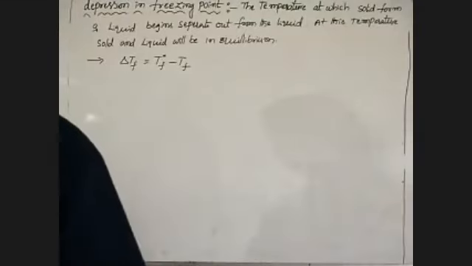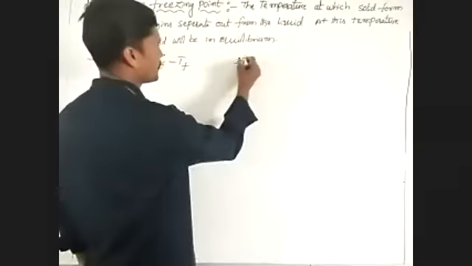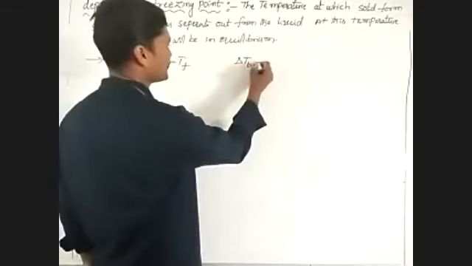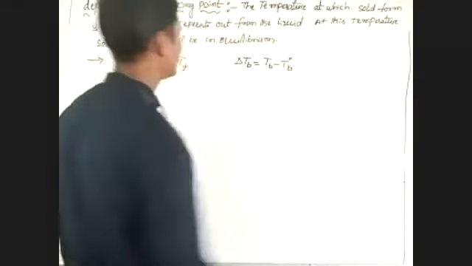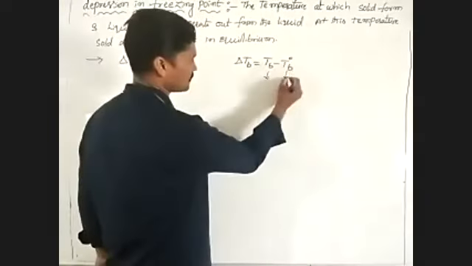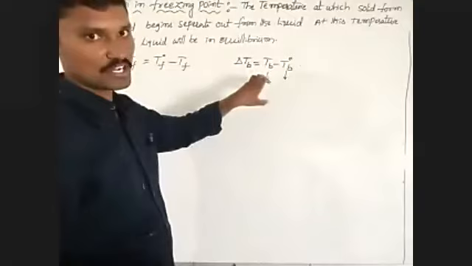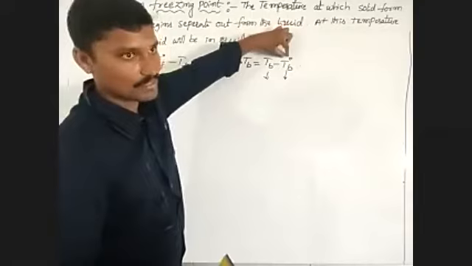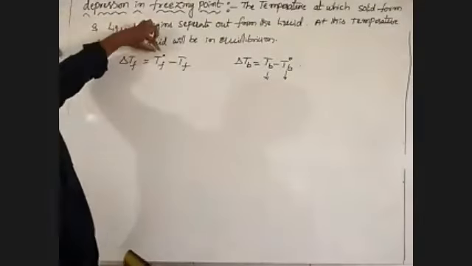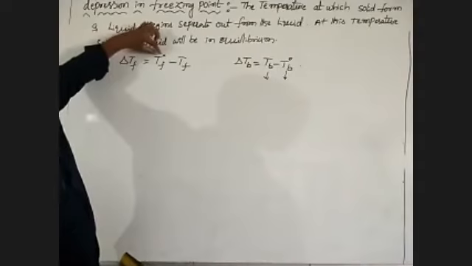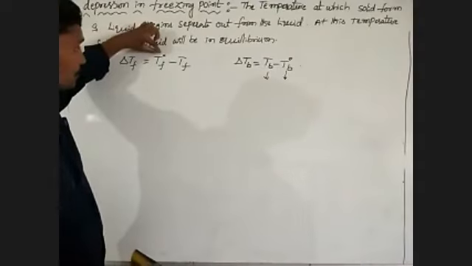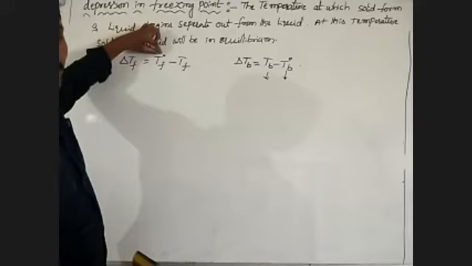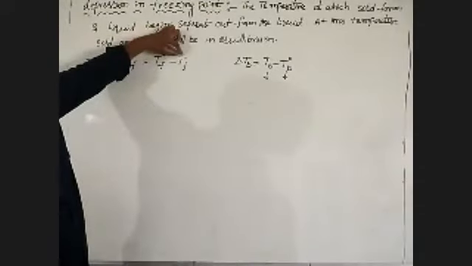In elevation of boiling point, delta Tb is equal to Tb minus T naught b. That means this is the boiling point of solution. This is the boiling point of pure solvent. In elevation of boiling point, the boiling point of the solution is always more than the boiling point of the pure solvent. But in this case, after addition of non-volatile solute, freezing point decreases, not increases, decreases.